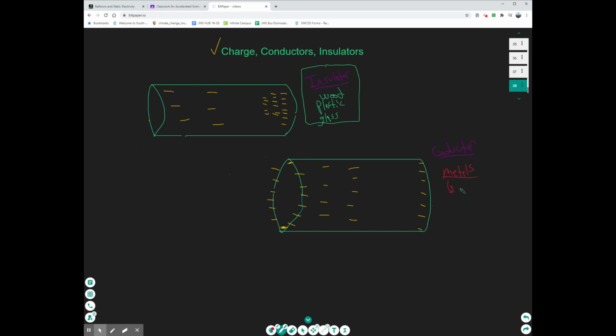If we give you a subset of metals, you've got things like copper. We use copper in a lot of our wiring because it's pretty cheap relative to the other things. Gold is really good, and silver is really good.